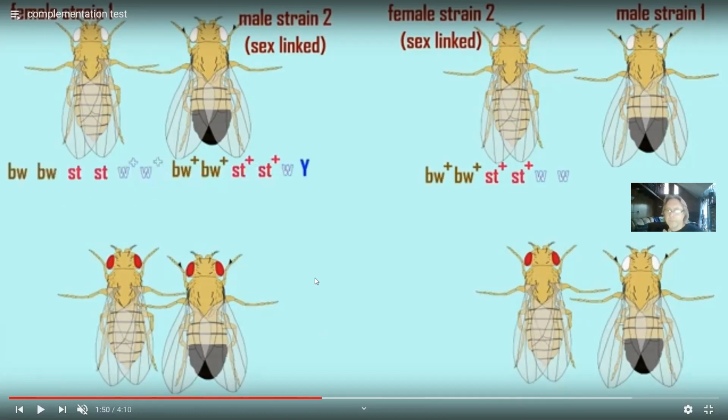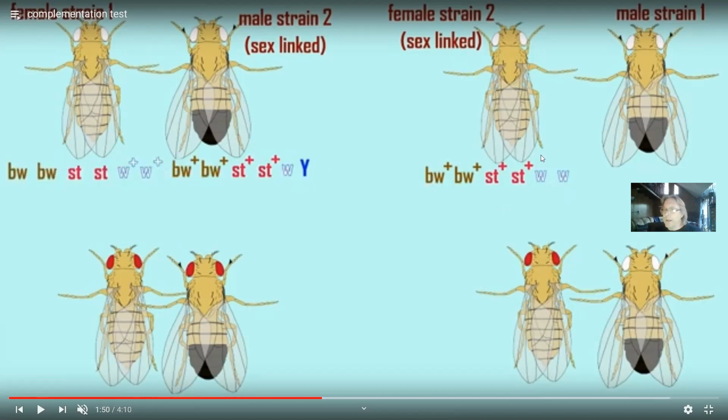So what we know is that there are multiple conditions where you could have white eyes in a fruit fly. Here, this fly is the female of strain 2. She's homozygous for a mutation in the gene white. That's why she has white eyes, and when she passes that on to her male offspring, they would then have white eyes. The male from strain 2 has one white mutation on the X chromosome, and the Y chromosome doesn't have a white gene.